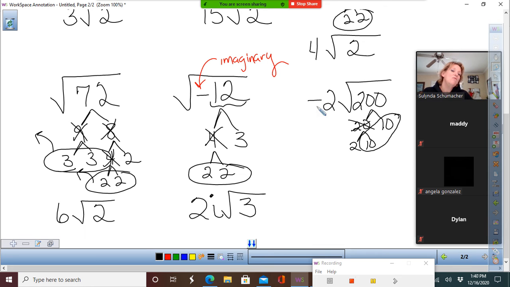And when it comes out with the negative 2 out here, that's already on the outside, so that's not imaginary. I'm going to bring that 10 out to multiply with the negative 2, and I get negative 20 square root 2.